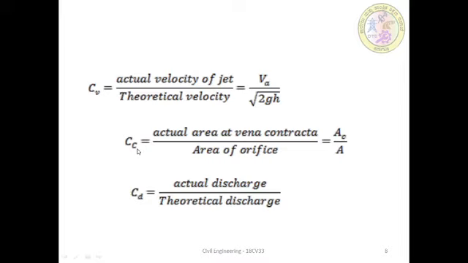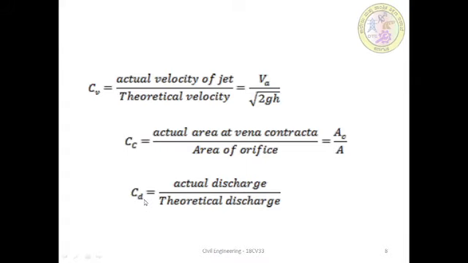Next one is CC, the coefficient of contraction. It is mainly due to two areas: the actual area at the vena contracta, AC, and the area of the orifice. So it is the ratio of the area of the vena contracta to the area of the orifice. Obviously, the area AC at the vena contracta will always be less, because we have noticed that the cross-sectional area at AC is less compared to the diameter of the orifice.